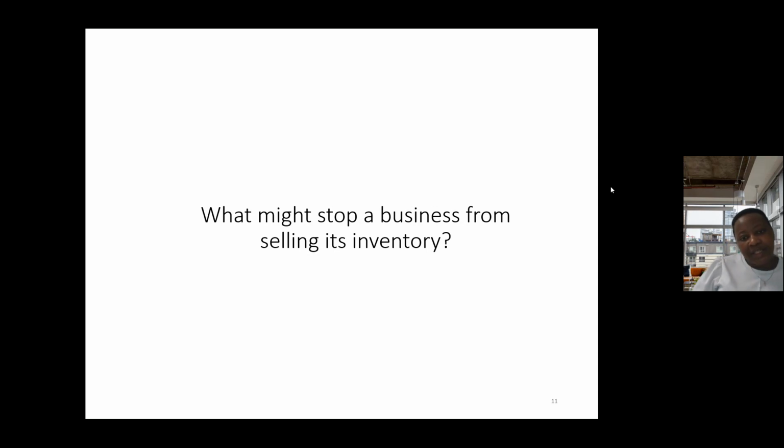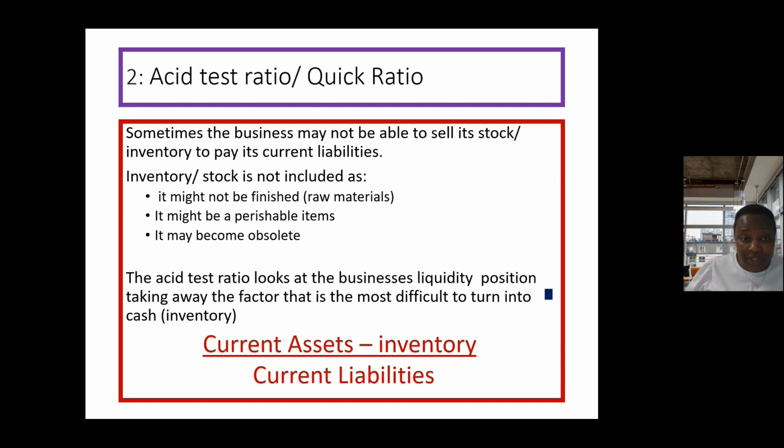The next one we want to discuss is the acid test ratio or the quick ratio. The reason we're doing that is that of all of the current assets that we have mentioned, inventory, account receivables, cash in hand, cash equivalents, the one that is more difficult to easily convert to cash would be our stock, our inventory. So the question is, what might stop a business from selling its inventory? What might prevent us from quickly converting our inventory to cash?